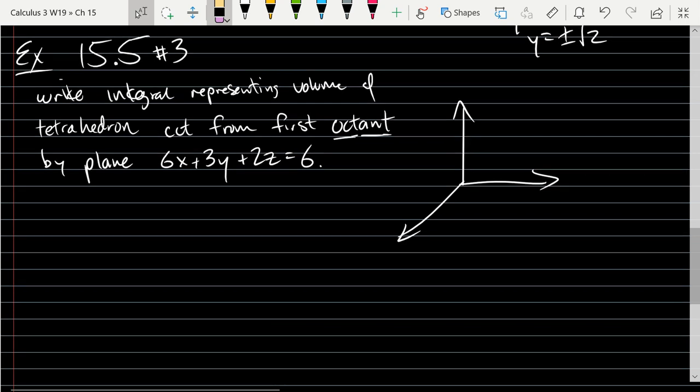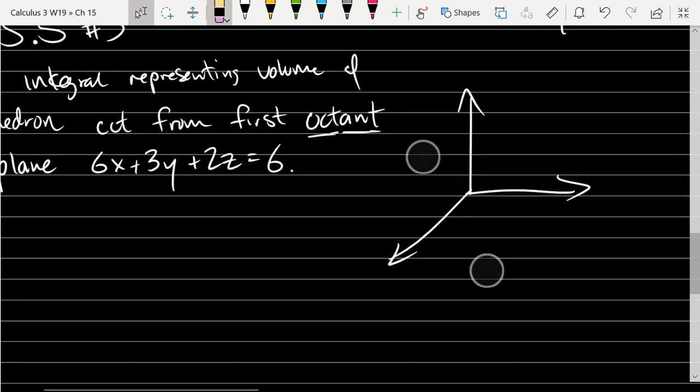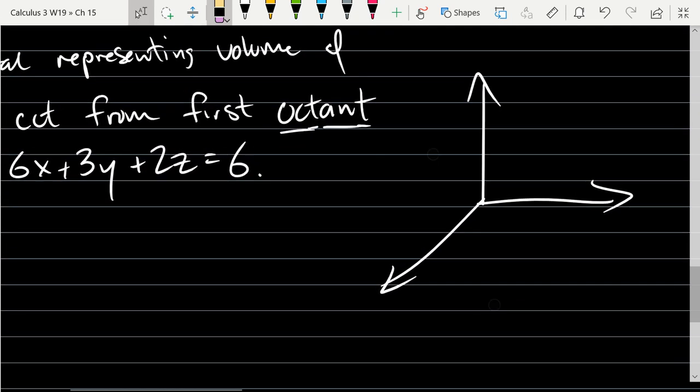How in the world can I graph a plane or any shape where I don't know what it's going to look like? Clueless method. How many points do you need to graph a plane? 3 points. What are the 3 easiest points to graph? I'd say the intercepts of the plane with the axis.